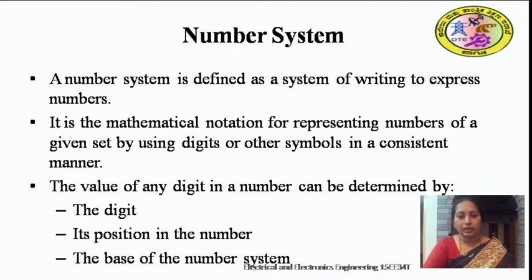Then the base of the number system. In the previous example, the base of the number system was decimal, base 10. We have many other number systems in which the value of any digit depends on the digit, its position, and the base also.